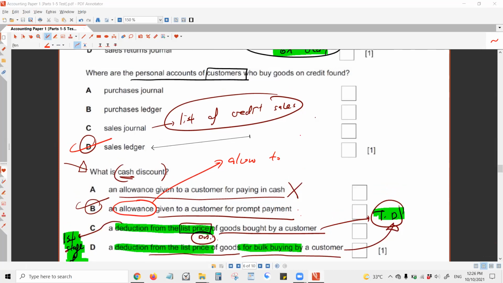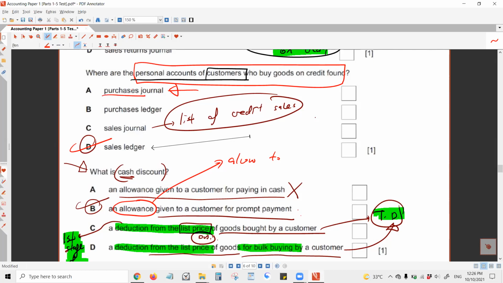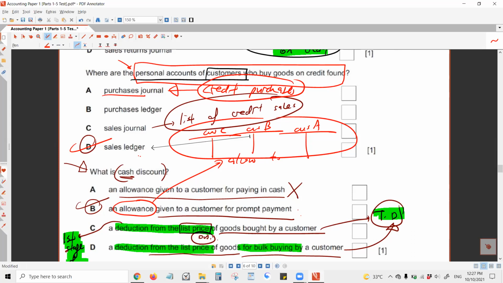Previous question, if they say books of prime entry, is it A? It depends on how you phrase the question. If you sell goods on credit, then it's A. Sorry, not sell goods, purchases. If they ask you, where do you record credit purchases? That means you buy goods on credit, then your answer will be A. But here it is asking you, where do all the customers' accounts appear? Customer A account, customer B account, customer C account. They're asking you where these appear. They are in the sales ledger.